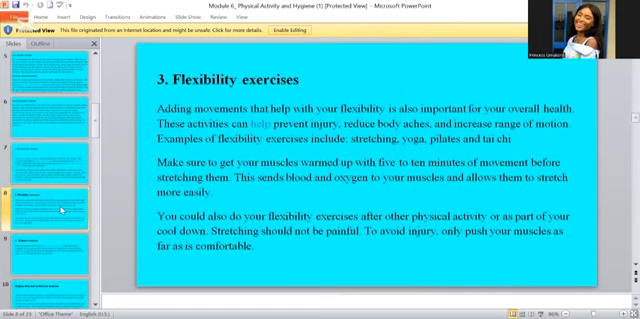Now we have flexibility exercises. These are movements that help with your flexibility. They can help to prevent injury, reduce body aches, and increase the range of motion. Examples of flexibility exercises include stretching, yoga, Pilates, and Tai Chi.